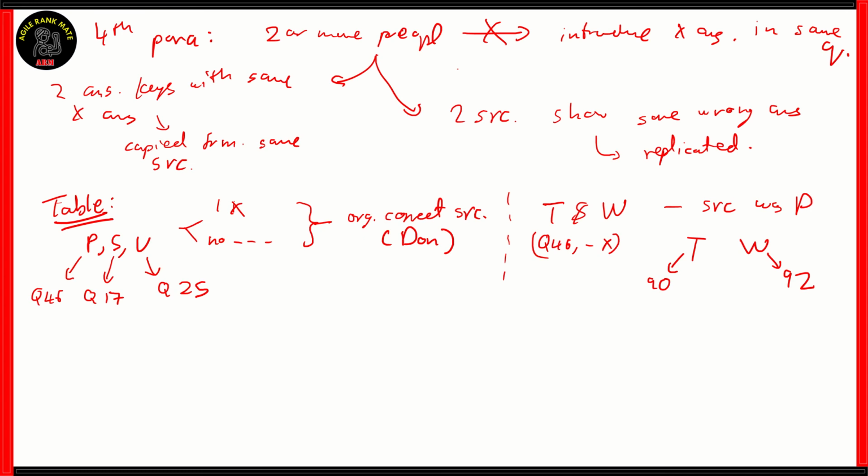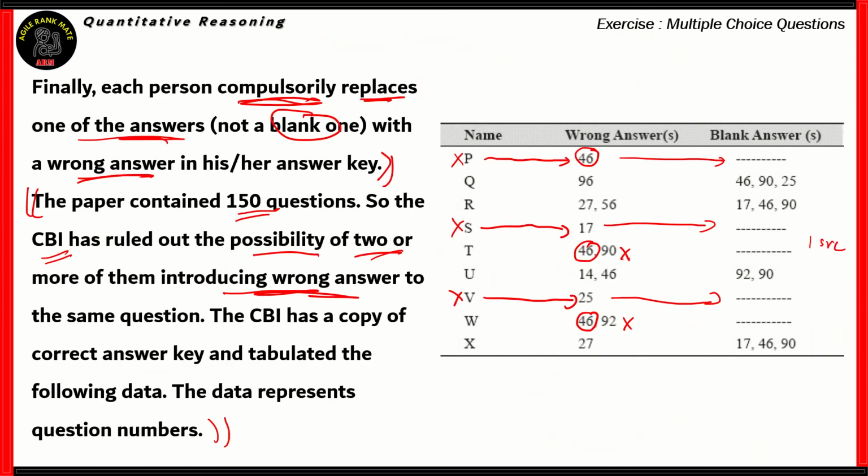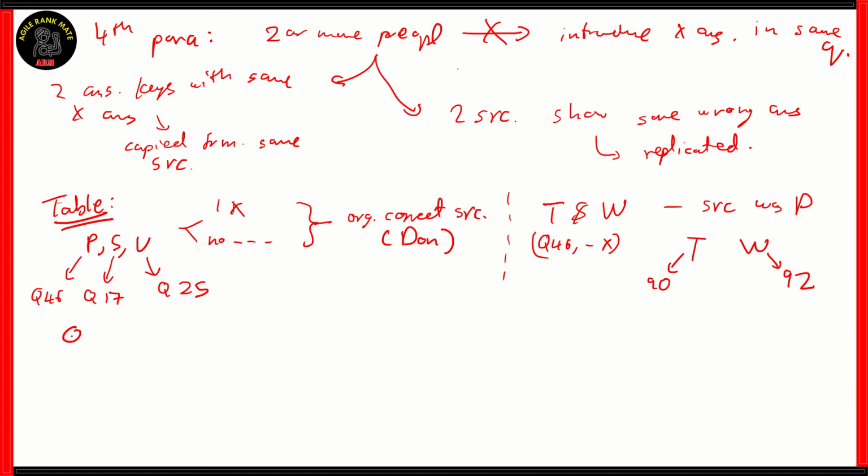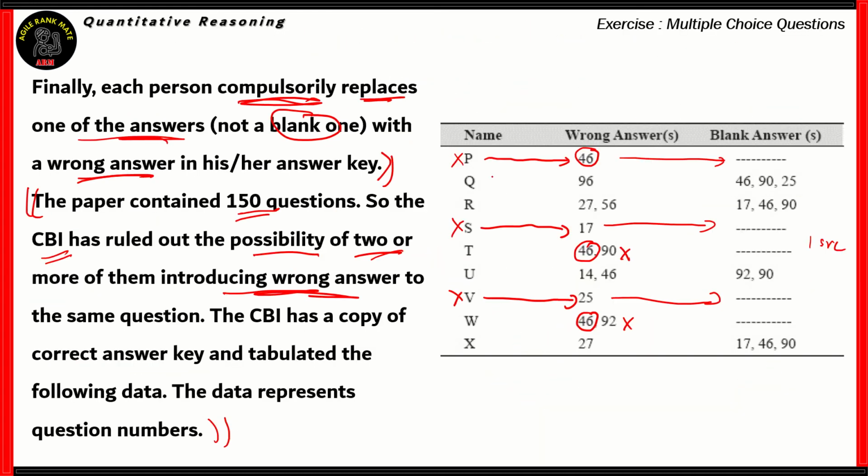Now, does that mean that we've finished off with single sources? Not quite. However, now we'll be looking at the other 6 answer keys, and we will be finding out their sources and which of them contributed to a wrong answer. So first of all, let's look at Q. Now, if you look at Q, it made a wrong answer, that's 96. So since there's one wrong answer, we can assume that Q made question number 96 wrong. However, if you look at its blank answers, you can see that 46 is incorrect, 90 is incorrect, as well as 25 is incorrect. So, what does that mean?